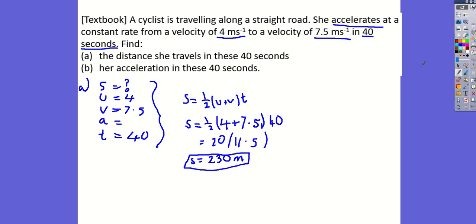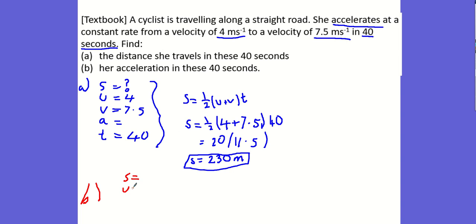Okay, part B, acceleration. Well, I can write Suvat again if I need to. They look pretty different, but you know, SUVAT. Okay, S, I can write it in if I need to. But if I'm wrong, I risk losing marks if I use the wrong number again. U is 4. V is 7.5. A is the thing that we want in this question. And then T is 40.